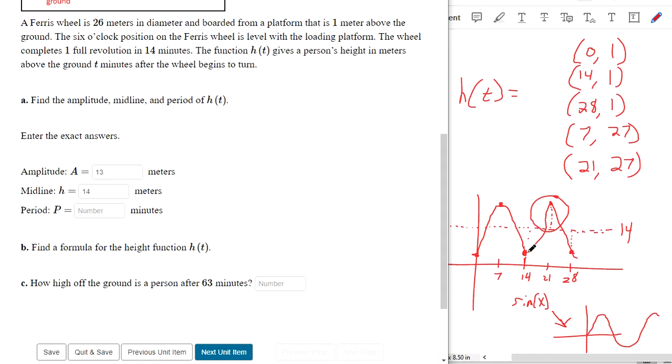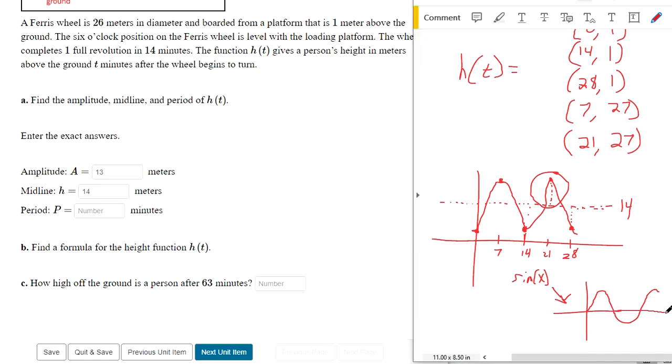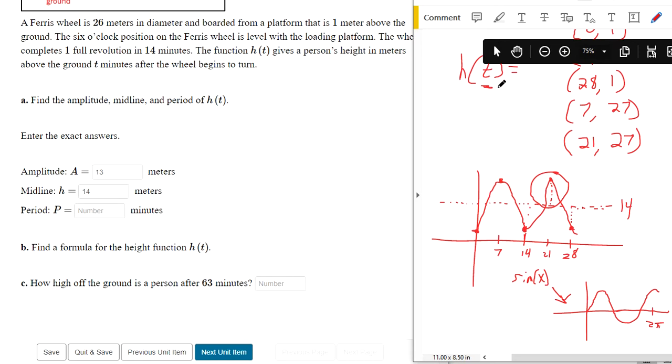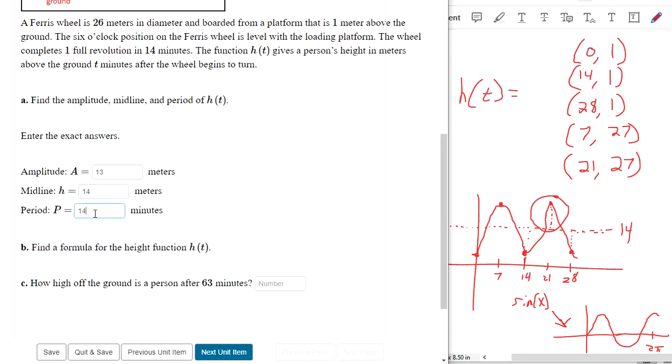Now the period is just how long does it take until it starts repeating itself. Like with the function sine of x, it starts repeating itself after 2 pi. That's how many x coordinates we have to go. X in our example is t, it's time. So how much time does it take until we start repeating itself? It actually just gives it to us. 14 minutes for every full rotation. Okay, and that's a coincidence that the midline and the period are the same.